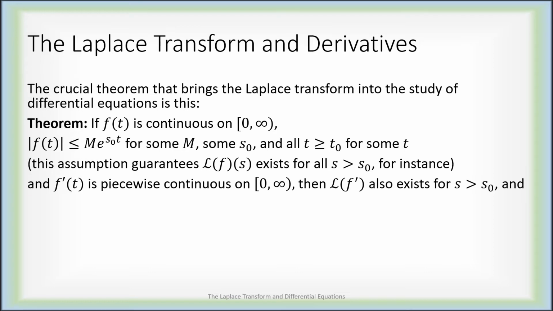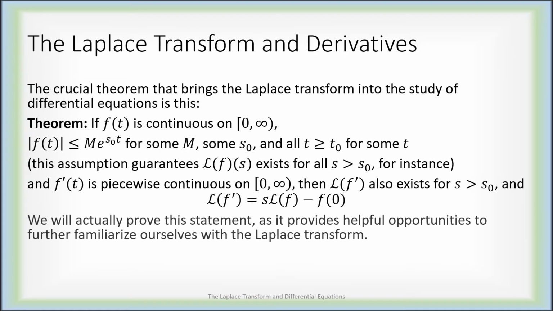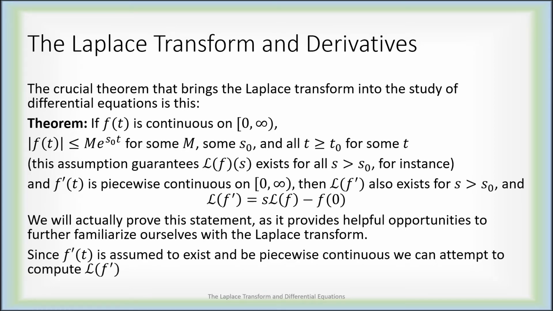This is background general theory, but the real important part for generating solutions is the next line. The Laplace transform of f prime is s times the Laplace transform of f minus little f of 0. We're actually going to prove this statement, unlike many other things, because it's so helpful and it's not that difficult of a proof. It also helps us to get more familiar with Laplace transforms.